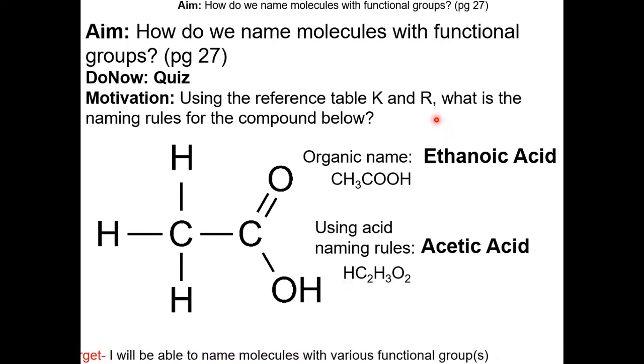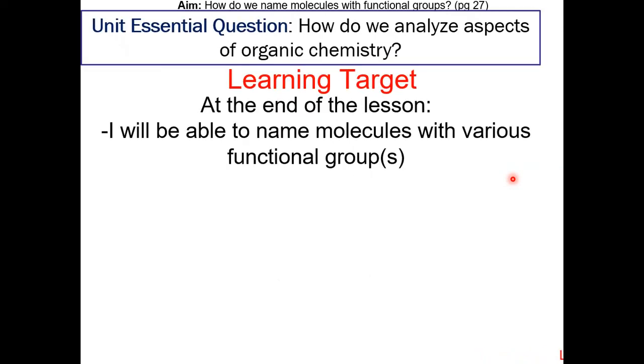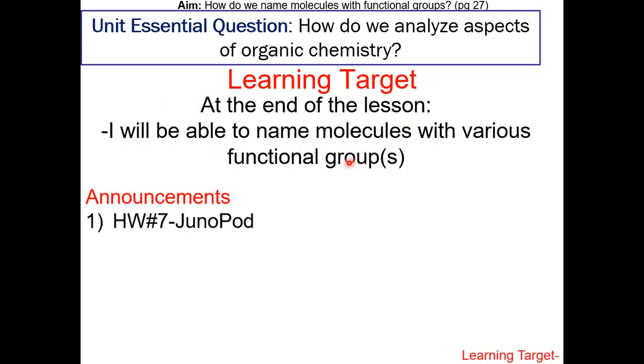To figure out the naming rules of ethanoic acid, the prefix "eth" means two carbons according to Table P. "Oic acid" tells you there's an organic acid functional group. Learning target: at the end of the lesson, I'll be able to name molecules with various functional groups. Homework B number 7, which will be a Jupiter based on this lesson.